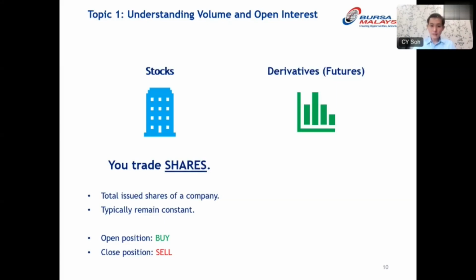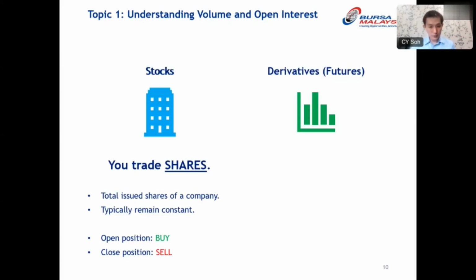For example, if a company issues 1 million shares, only 1 million shares will actually exchange hands in the market, regardless of how much volume is being traded. So no matter how many shares you buy and sell in the market, the number of shares for that particular company remains the same. When you enter the stock market, you buy shares in order to own it, and when you exit the market, you sell every share and you don't own anything.